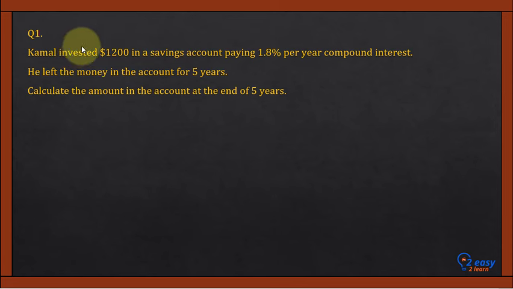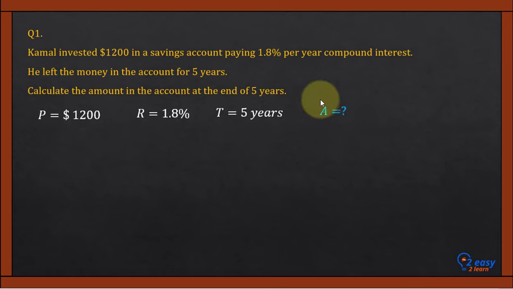First, we need to extract the given information. So write down the given information. The principal amount, the actual amount invested, which is $1,200. It is P. And the compound interest rate is 1.8% per year. And the time for which the amount is invested is 5 years. We have to calculate the total amount in the account at the end of 5 years, and it is equal to A. It is mentioned in the question that it is compound interest. That's why we will apply the compound interest formula.